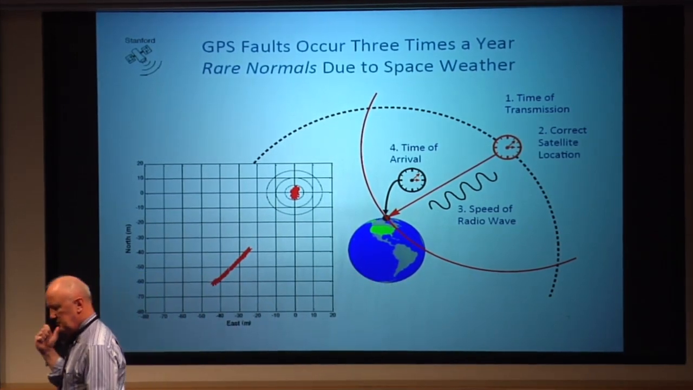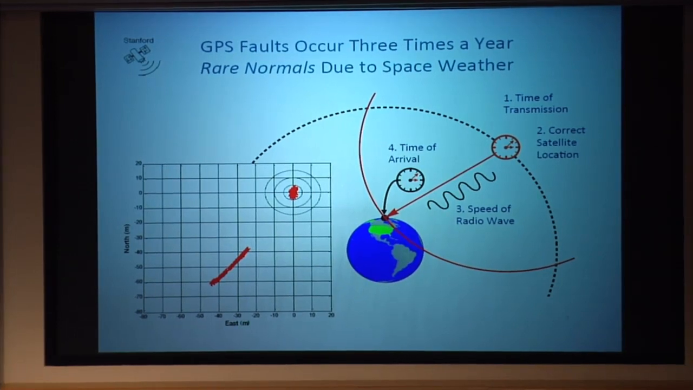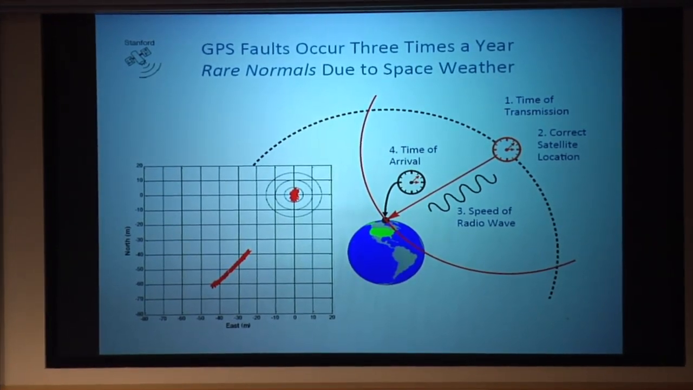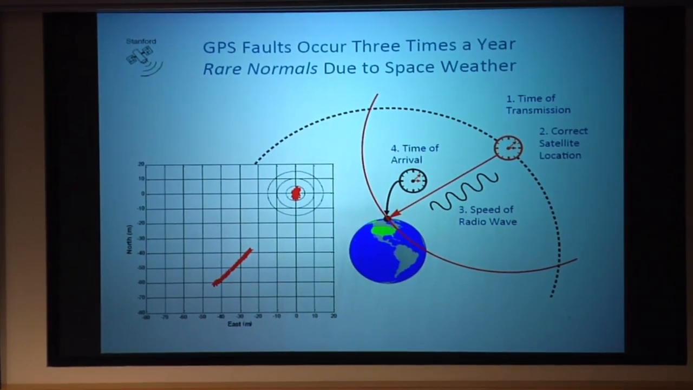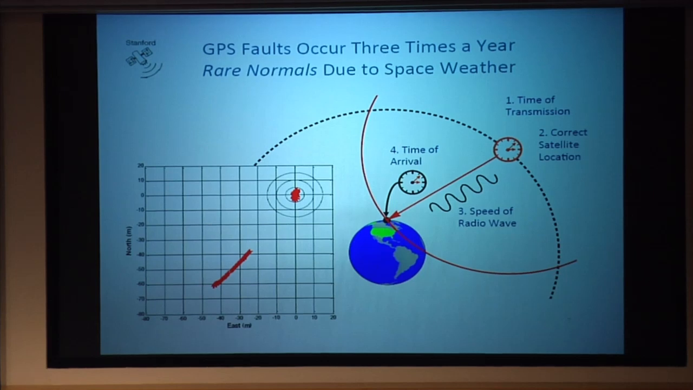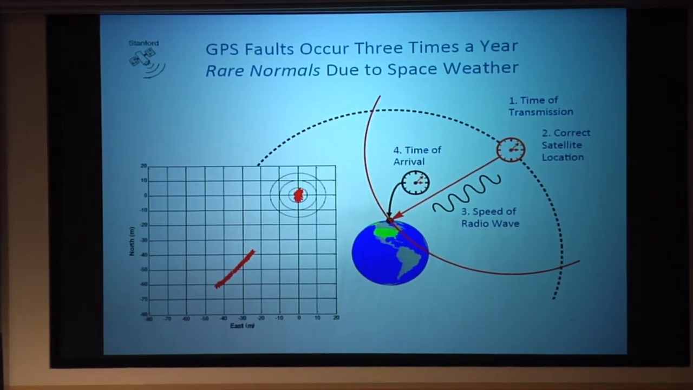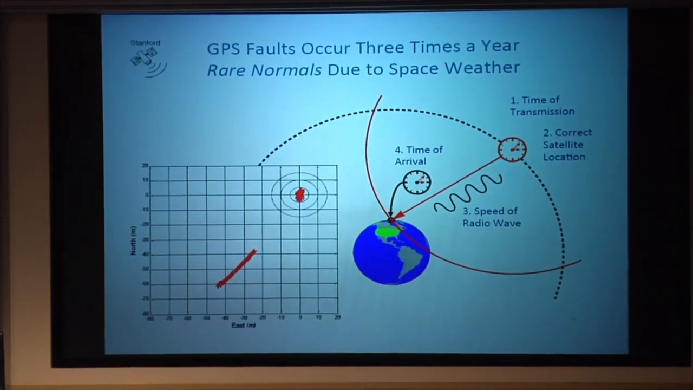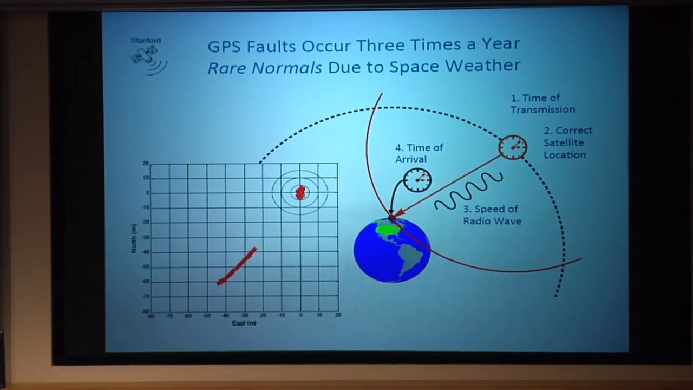What happened here? This was on April 10th, 2007. A GPS satellite was rising above the Pacific Ocean, and as a matter of routine, we were planning to do some station keeping. We were actually going to physically move the satellite. We do that about twice a year.